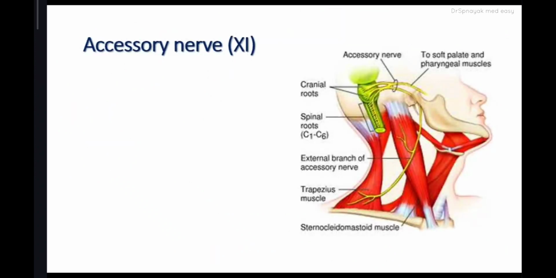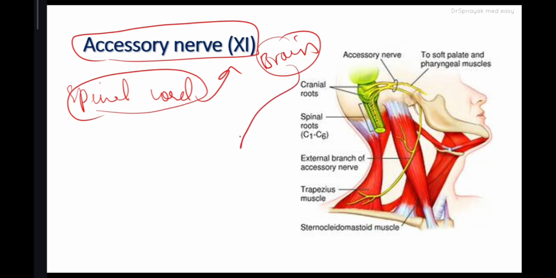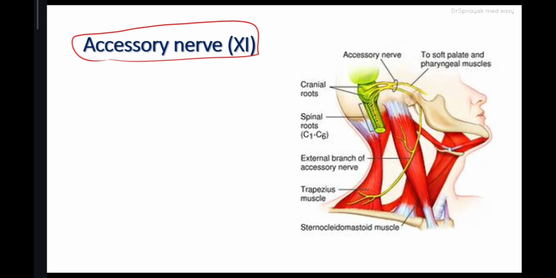And next is the 11th nerve, which is called the accessory nerve. It is innervated from the spinal cord. This is an important feature of the accessory nerve. Actually, it starts from the spinal cord. From the spinal cord, it goes into the brain, and from the brain again it comes back into the trunk. About the accessory nerve, I would like to tell you some important features.